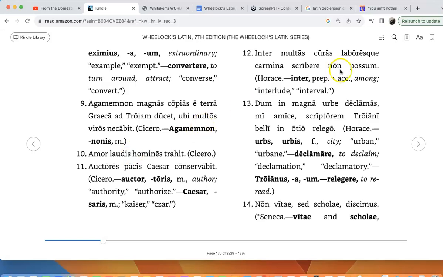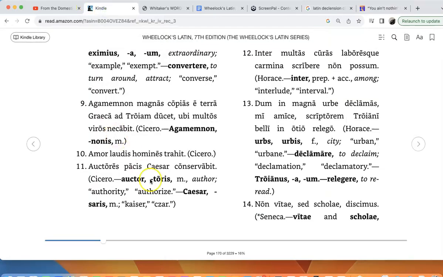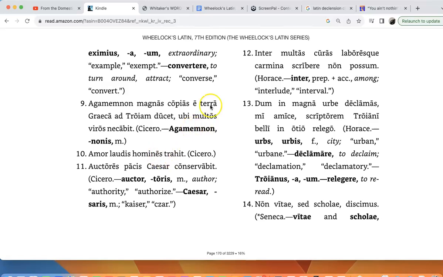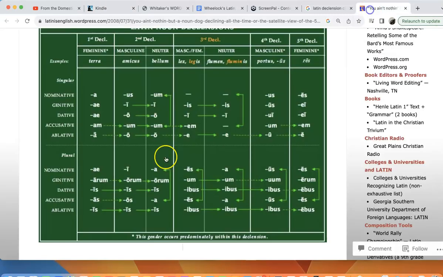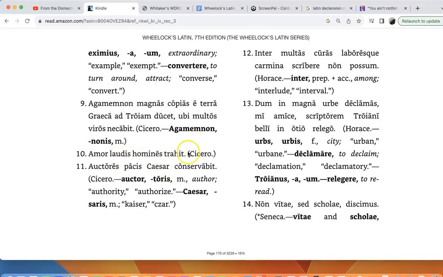Amor laudis. So laudis, right there, is genitive. And then traho, like a tractor. So traho, trahere, traxi, tractum. And then homines is our third declension accusative plural. So accusative plural, that's the object of being drawn. So the love of praise draws men, by Cicero.